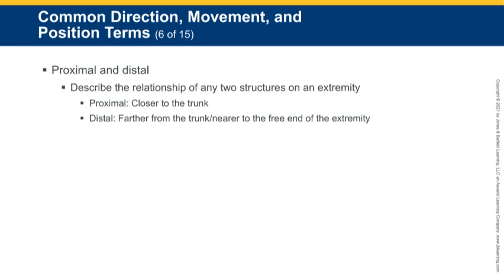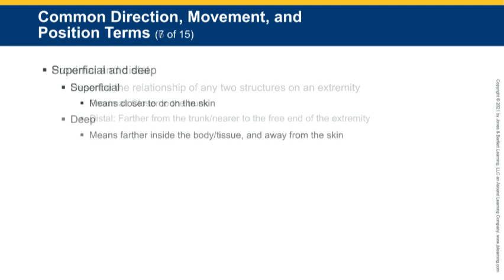Proximal indicates a structure closer to the trunk, whereas distal refers to a structure farther from the trunk or closer to the extremity's free end. Superficial describes structures closer to or on the skin, while deep refers to those farther inside the body or tissue.